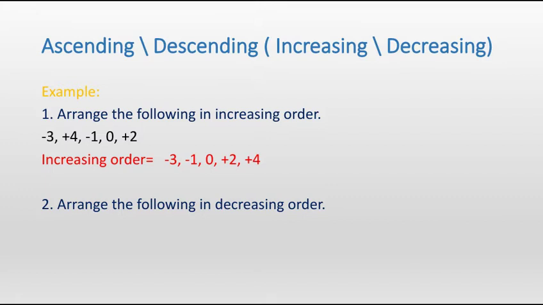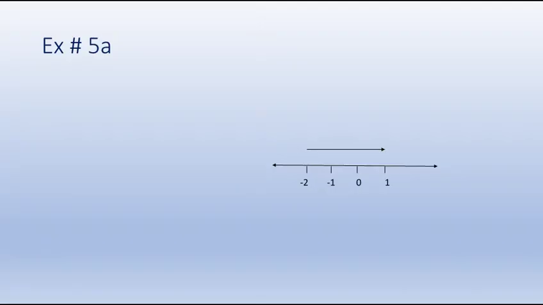Next question is: arrange the following in decreasing order. So we know that positive numbers are greater than negative numbers, so we will write positive numbers first, and our order will be 3, 1, 0, -4 and -7.